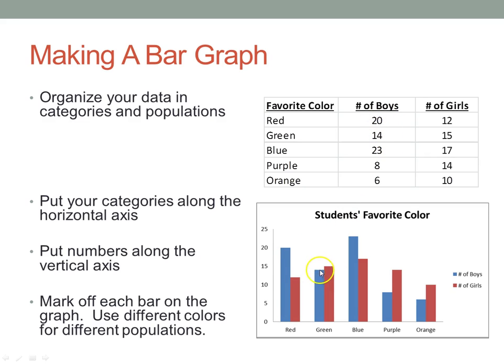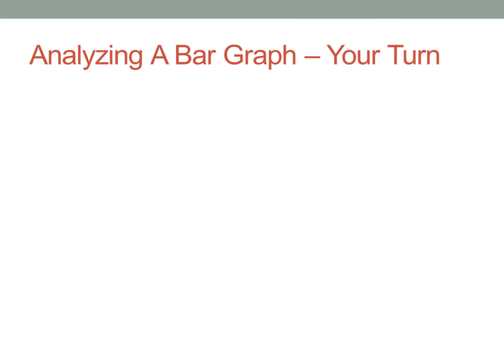So green for boys would be 14. You can see right there would be 14. And then I would color in below it, try and be neat, try and keep it in a bar. And that's how we create a bar graph.